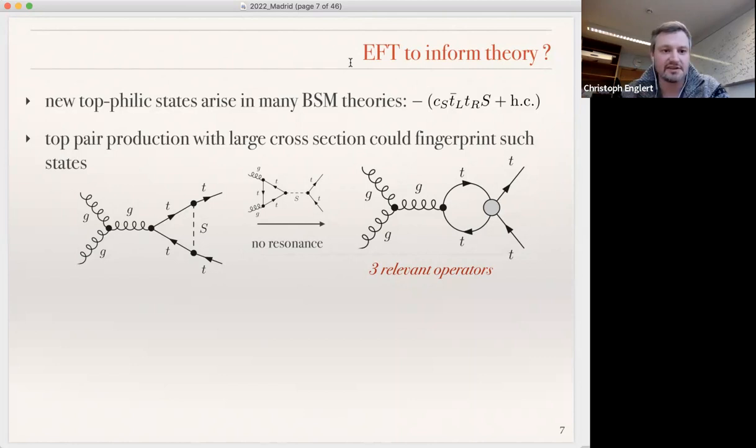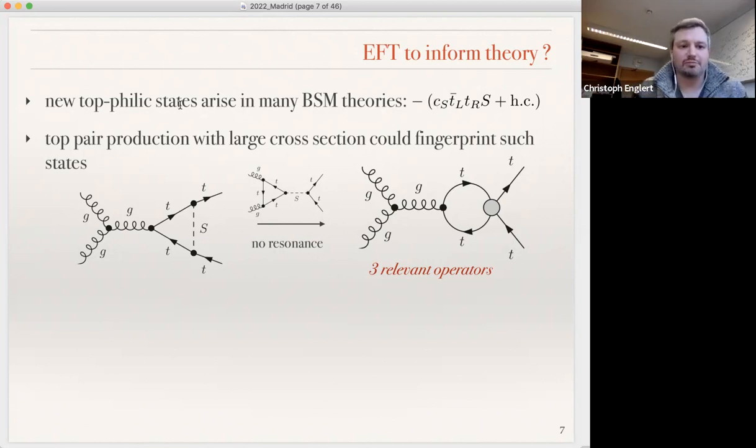Just one particular example here. I work a lot on the top sector and modifications of the top sector. And in many beyond the standard model theories, you typically have new top-philic interactions. That happens in two Higgs doublet model scenarios, in the MSSM as a prototype of the two Higgs doublet model, and so on and so forth. That's nothing unusual. You can write down a relatively simplified theory that introduces a new scalar degree of freedom that's heavy, so it warrants integrating out, and it couples similar to the standard model Higgs. Essentially in any scenario that includes custodial isospin mixing, you will see such states appearing, coupled, of course, to modifications of the Higgs sector itself.